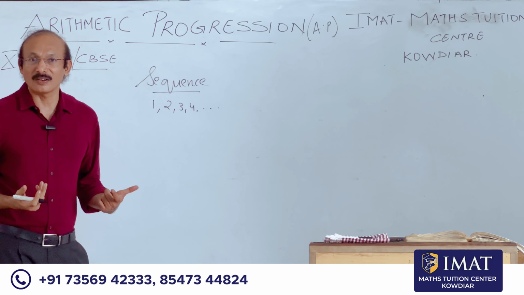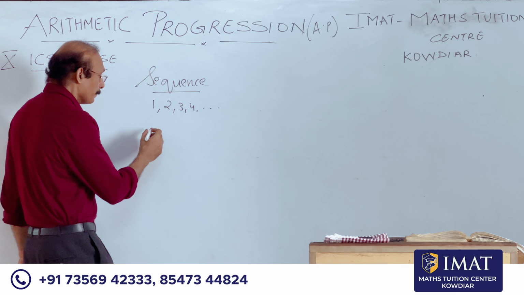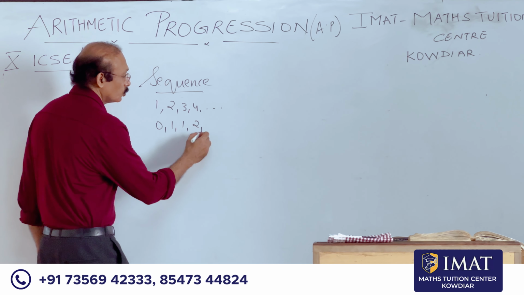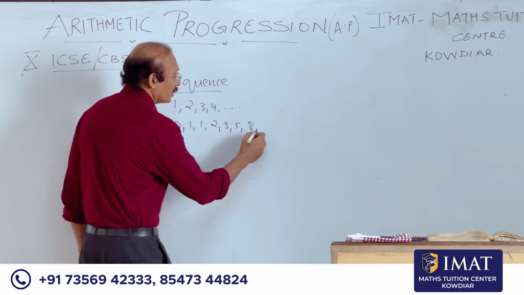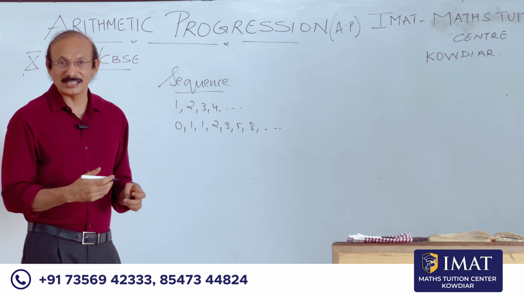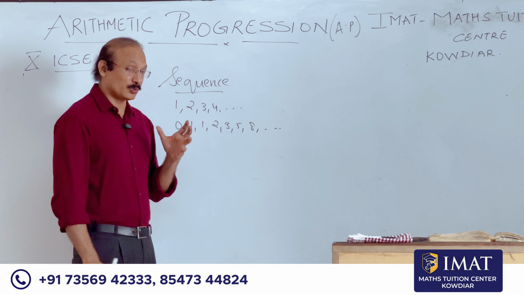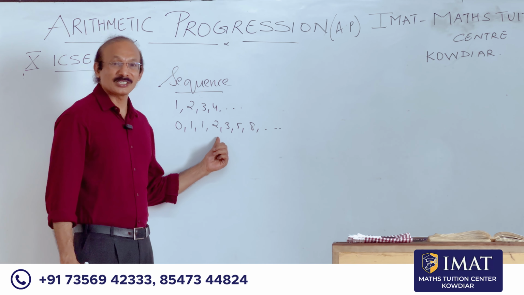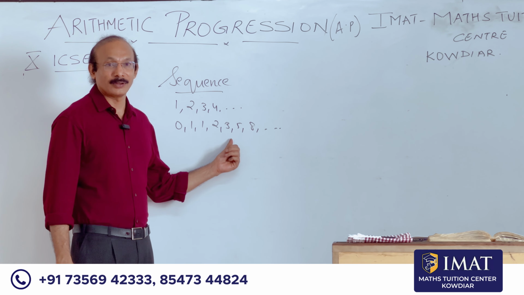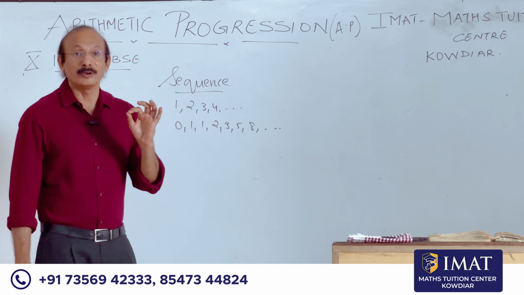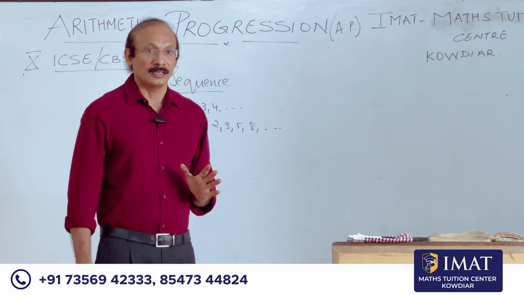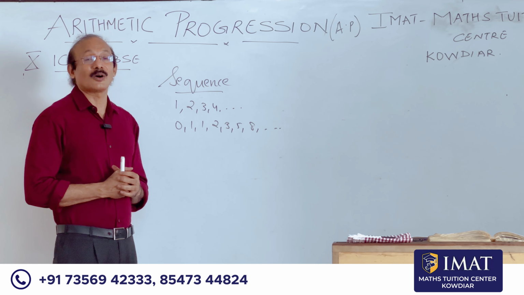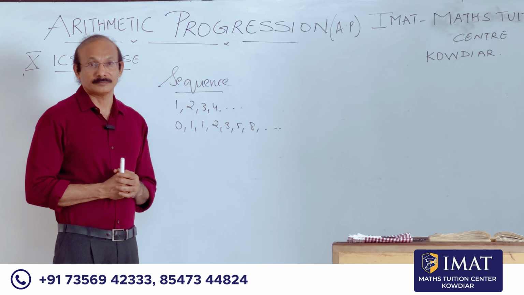This is a sequence of numbers. Suppose I say a sequence like this: 0, 1, 1, 2, 3, 5, 8, etc. This is also a sequence. But children, those who are in touch with maths, those who like maths, those who are interested in maths must know this particular sequence. The sequence is called the Fibonacci sequence. So these types of numbers which may or may not have an order are called a sequence.